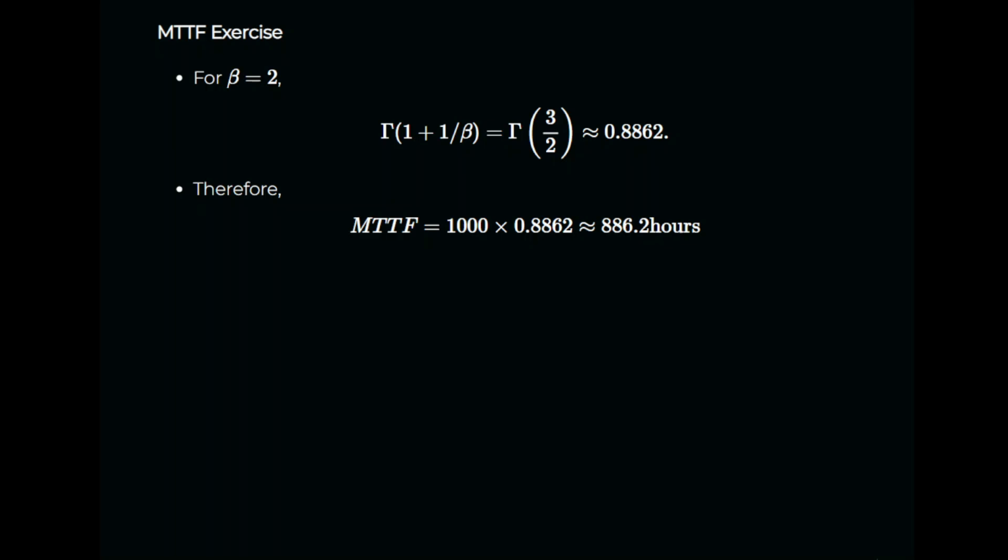So anyway, for beta equal to 2, there we have it. Gamma of 1 plus 1 over beta is gamma of 1 plus 1 over 2. So we have the gamma function of 3 over 2, and that works out to be 0.8862. So the mean time to failure is 1000 times 0.8862, which is 886.2 hours.